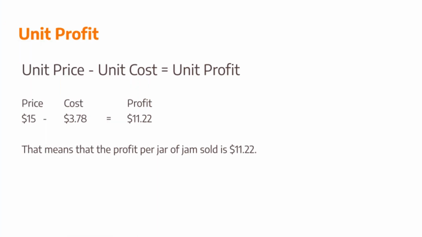Once we've calculated unit cost and have determined our unit price, we can then calculate unit profit. Unit profit is equal to unit price minus unit cost. In our example of our artisan jam business, we've decided to price our jams for $15 per jar. Remember, they're artisan and quality, and our customers expect to pay a little bit more for them. So when we take that $15 price per jar and subtract out the $3.78 unit cost per jar, we get a unit profit of $11.22. That means that the profit per jar of jam sold or per unit sale is $11.22.